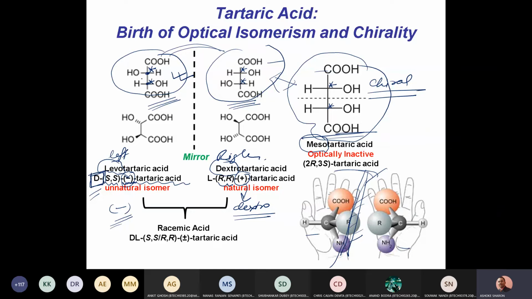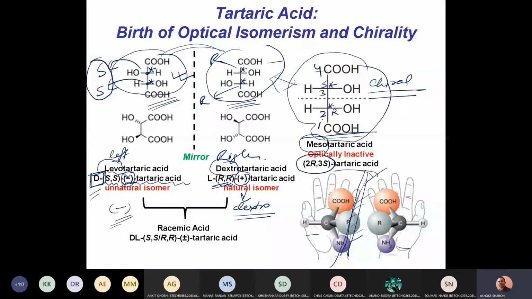So this one will have an S and this one will have an S, and this is SS, and this one is R and this one is R. That's why it is RR. And this one is R and this one is S. That's why this is RS. So if this is 1, this is 2, this is 3, this is 4, then 2 is R, 3 is S.